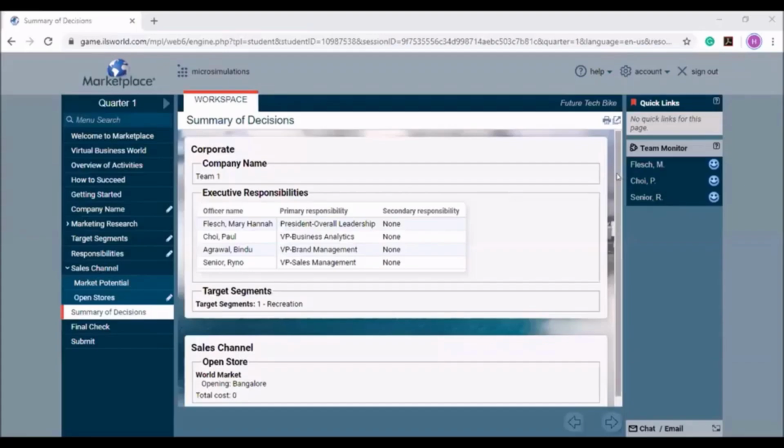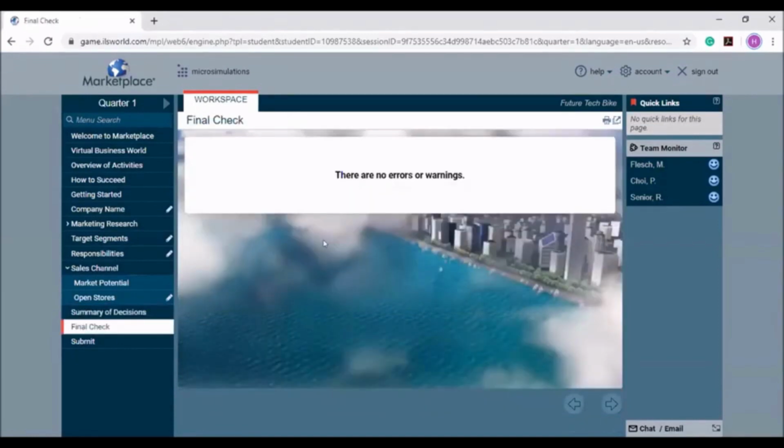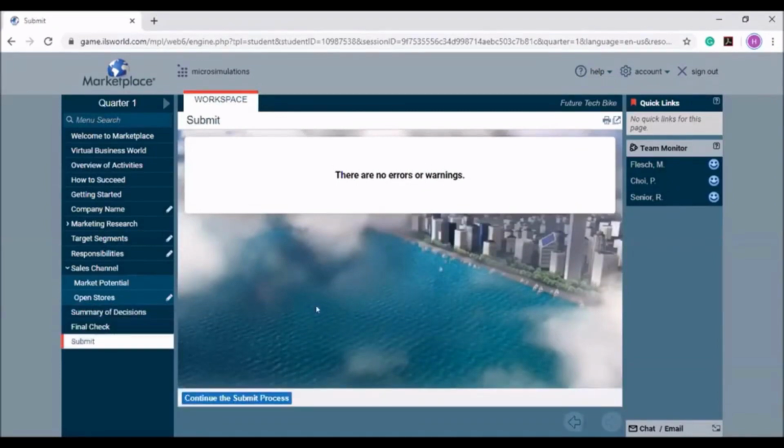Alright, so here is our summary of decisions from Q1. Here we have all of our responsibilities, which we had already decided on. Our primary segment that we're targeting is recreation, and then we're going to open our first store in Bangalore. We are in the clear. We do not have any errors. So I'm going to submit our decisions if y'all are good with it.